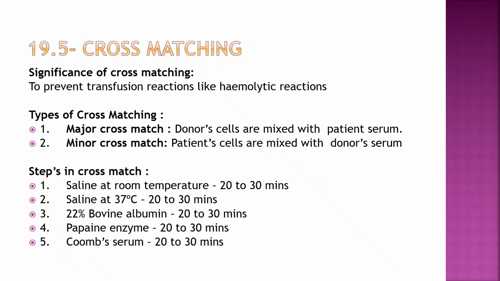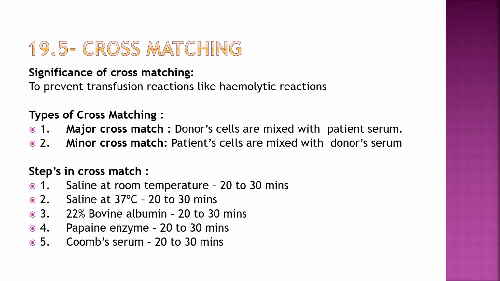The significance of cross-matching is to prevent transfusion reactions, like hemolytic reactions, which occur because of mismatched blood transfusion. There are two types of cross-matching, major and minor. In major cross-match, donor cells are mixed with patient serum, so the donor's antigen reacts with the patient's antibody. In minor cross-match, patient cells are mixed with donor's serum, meaning the patient's antigen will react with the donor's antibody.